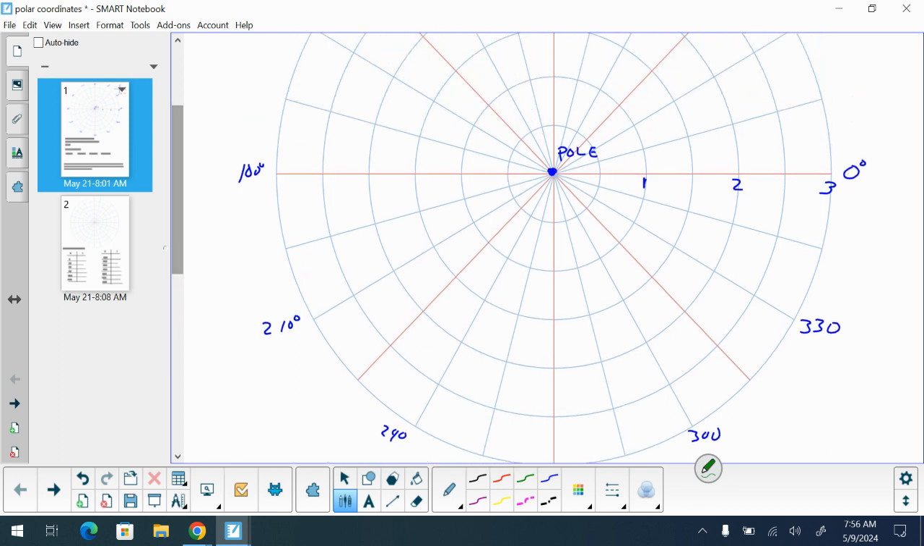Sometimes you'll see this 0 axis called the polar axis. Sometimes you'll see that term in there.